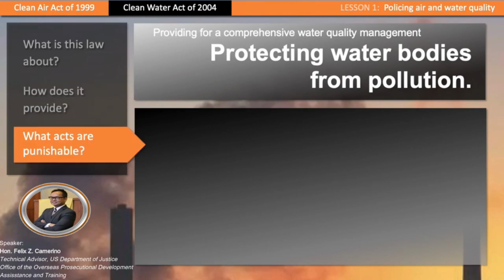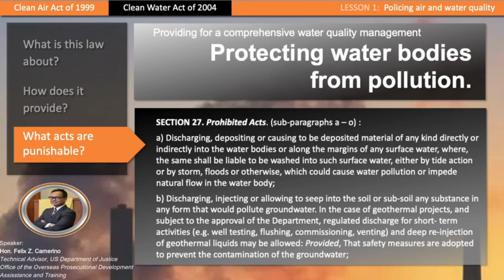So let's go ahead and proceed to acts that are punishable, or in other words, the punishable acts that are provided in this law, the Clean Water Act of 2004. All right, so let's go ahead and pull them up. I think what you're going to discover when you look at this law is that it's pretty much reverting back. In other words, the way it's presented here is the same as the earlier laws that we were looking at.